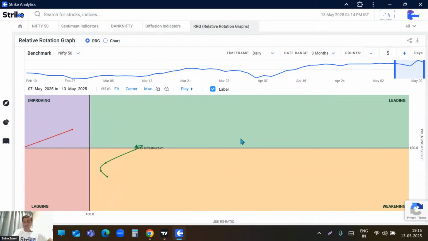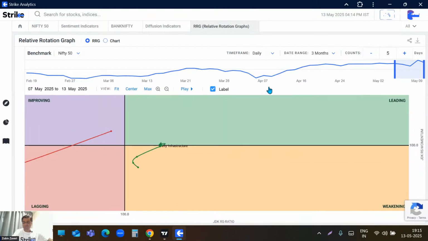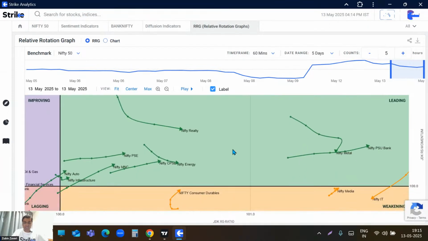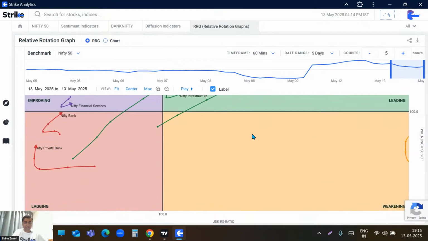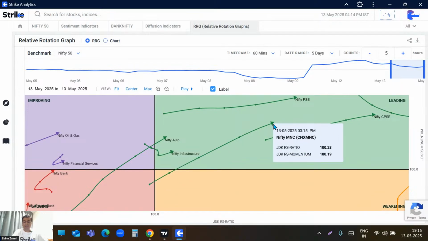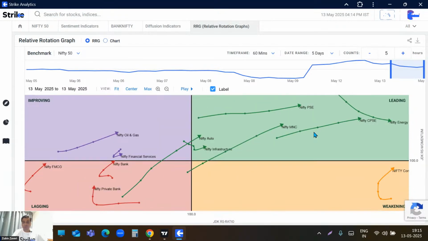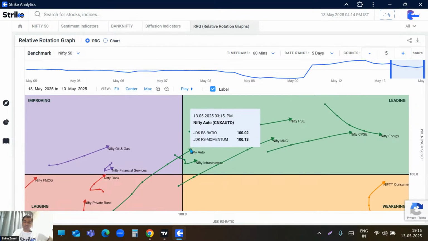If you are a short term trader, you can use the daily time frame chart. If you are a positional trader, you can look at the weekly time frame chart. And if you want to look at which index will perform in the next couple of hours, then you can look at the 60-minute time frame chart also. On the 60-minute chart, we can see that MNC has gone up in the last 5 hours. Auto is coming up over here and has entered the green quadrant, that is the leading quadrant. So tomorrow we can watch out for the auto sector for the first 15 to 30 minutes.